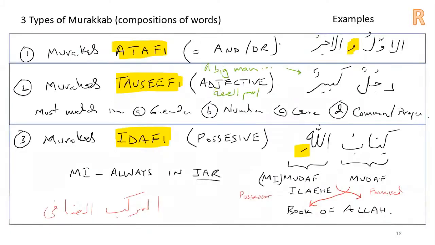And we also looked at the different types of murakkabat, and in this particular case, it is a murakkab izafi, as shown over here and discussed last time.